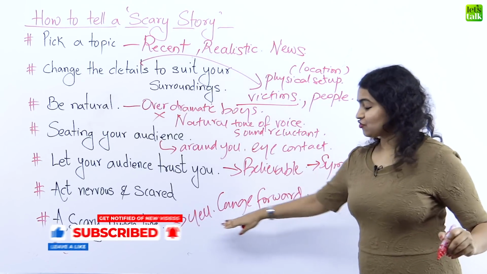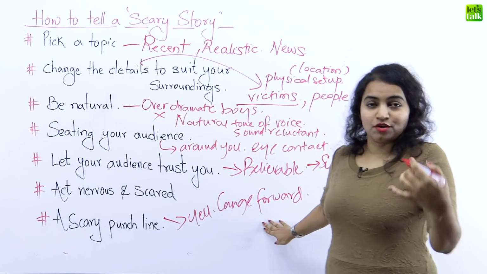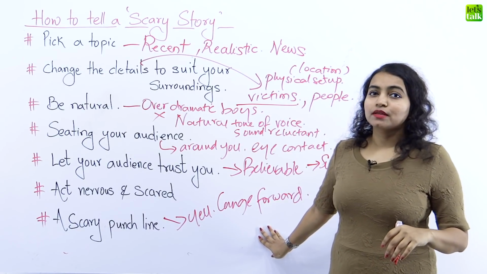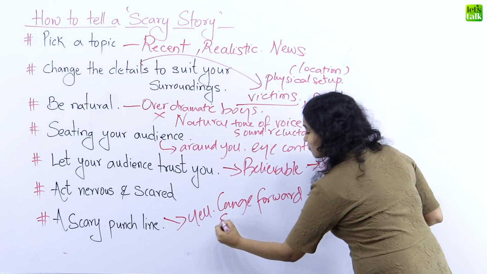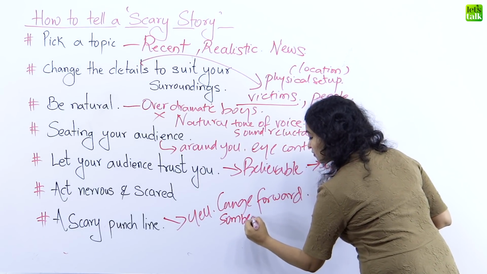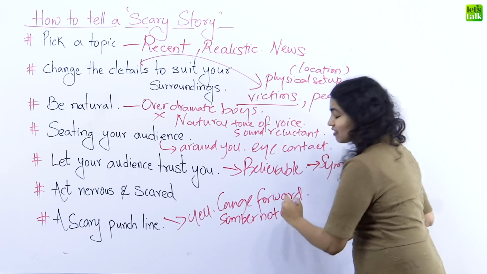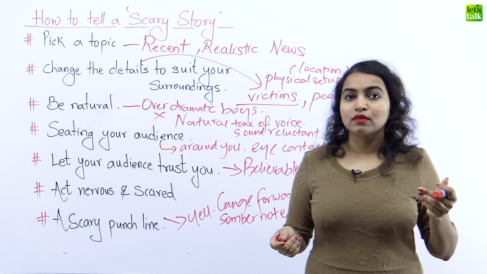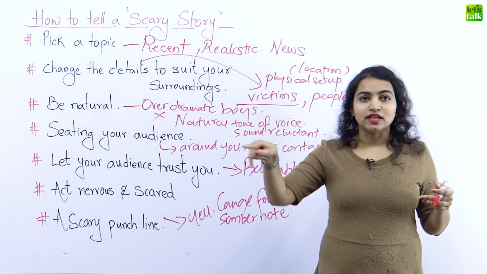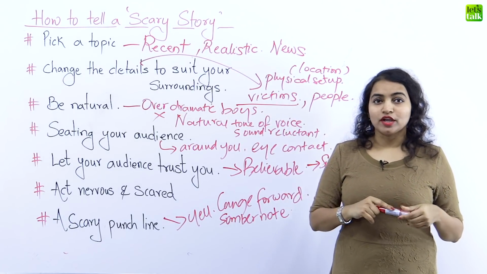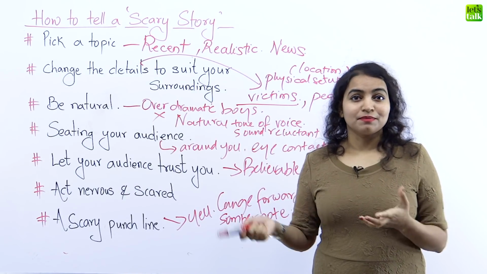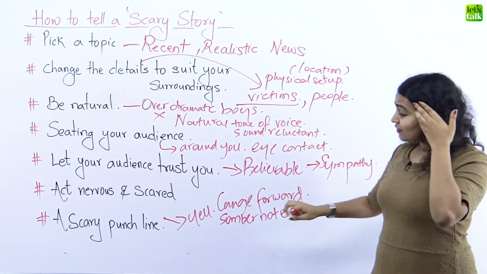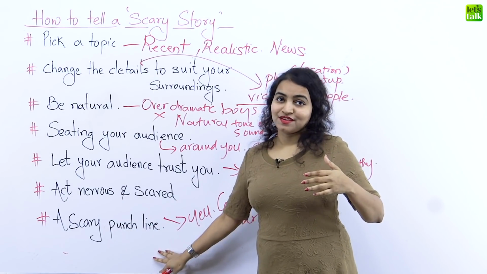Or if you don't want to be as dramatic as yelling or coming a little forward, you could simply end your story with a very somber note. A somber note is like a very serious note telling people why you should never enter that classroom at night, or telling people why you should never really go around at night, at people's playhouses. So that's your scary punchline, okay?